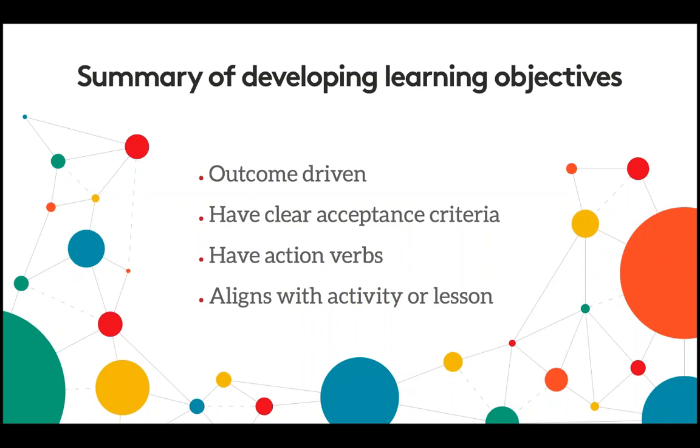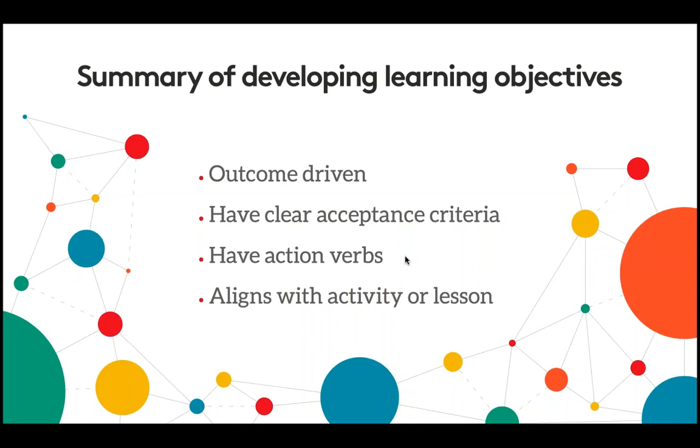So basically, learning objectives, these are outcome driven, have clear acceptance criteria. Both the instructor and the student know what they have to do in order to achieve the objective. The instructor knows what the student has to do, so when they're looking at it, they can say, yes, the student met this, or the student did not meet this. And accordingly, they need to have action verbs. You need to be doing something.